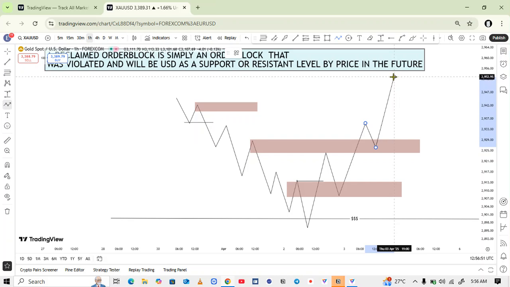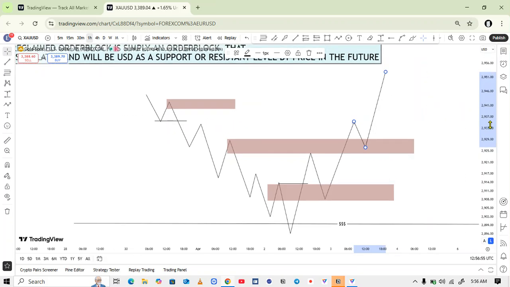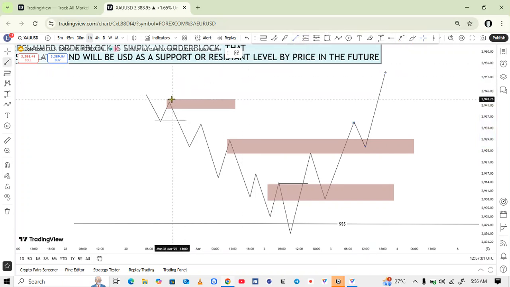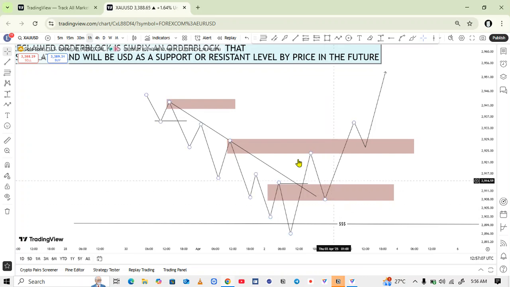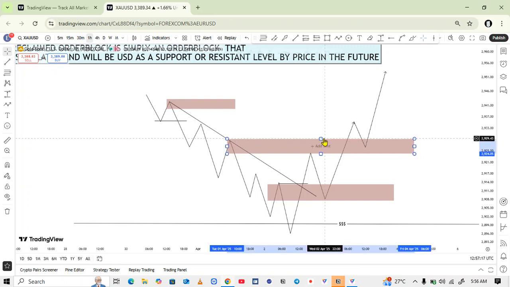Then price will target another opposite liquidity. So retail traders, those people trading support and resistance, if you are trading support and resistance, a reclaimed order block, in a bullish scenario, is going to be a support zone for trend line traders.